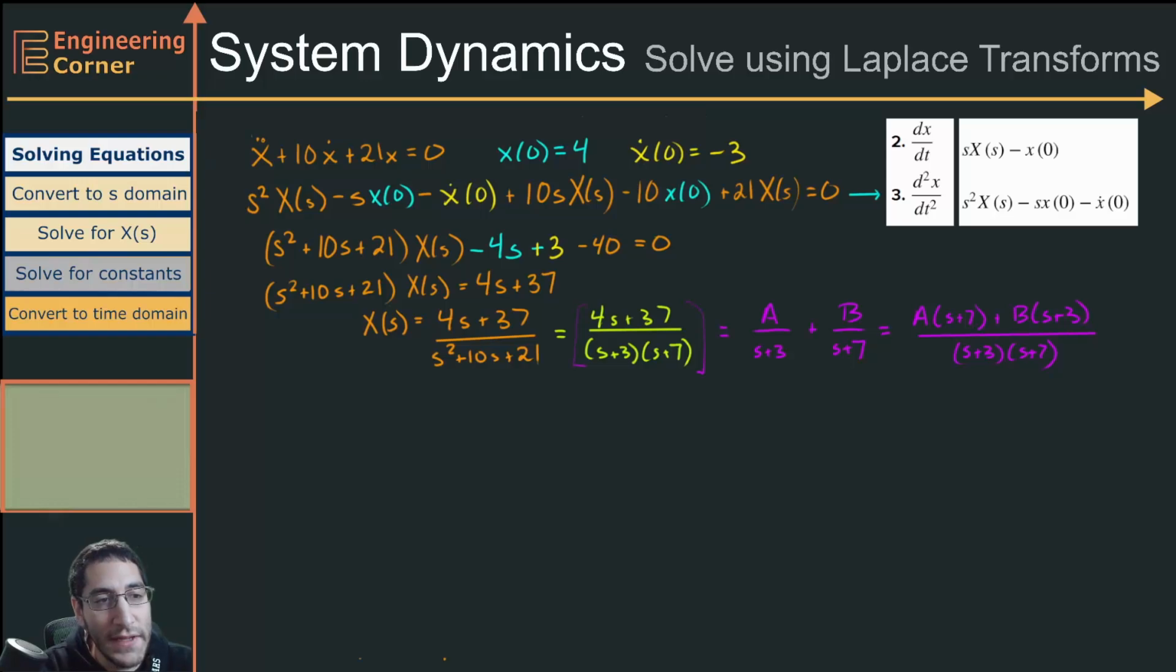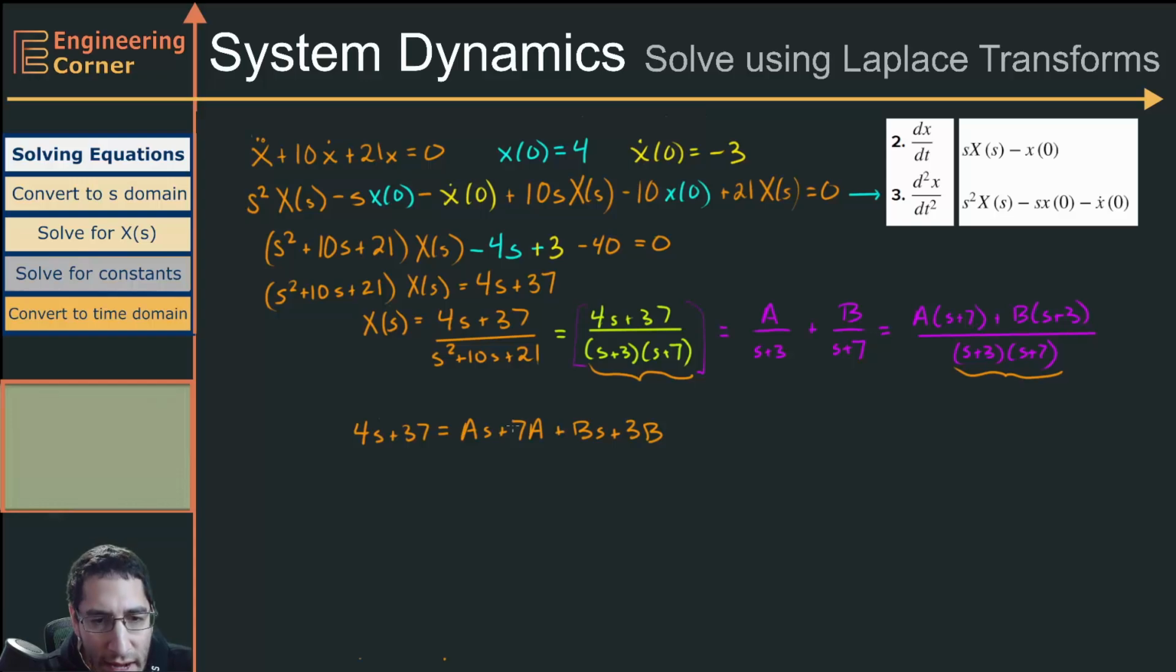So now at this point, I'm going to stop writing my denominator. This denominator right here is the same as this denominator right here, so they're equal. And what I'm going to have is this algebraic expression of the numerators. I'm going to have 4s plus 37 is equal to as plus 7a plus bs plus 3b.